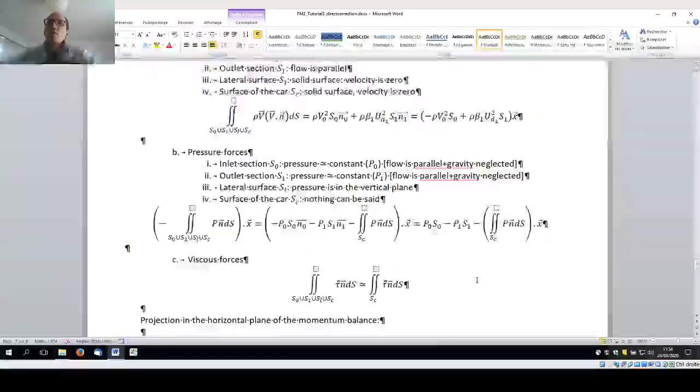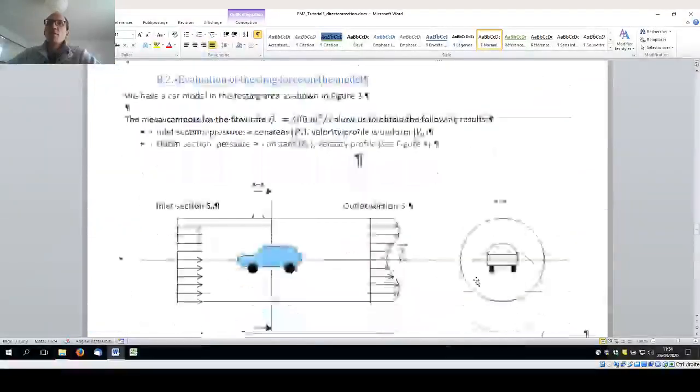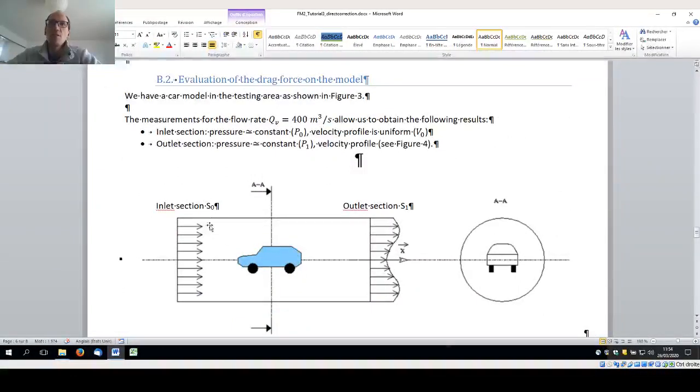This is what is really powerful in the momentum balance here. In the end we are able to express the force exerted on this object by just measuring pressure and velocity in the inlet section and outlet section. So we do not do any local measurements, just inlet and outlet sections. And from those two pieces of information we are able to recover the force exerted on the object.